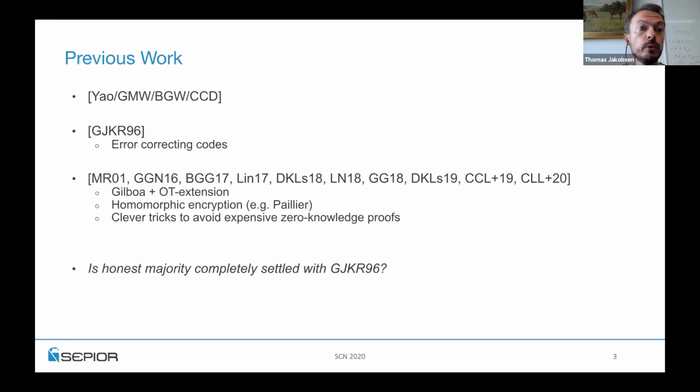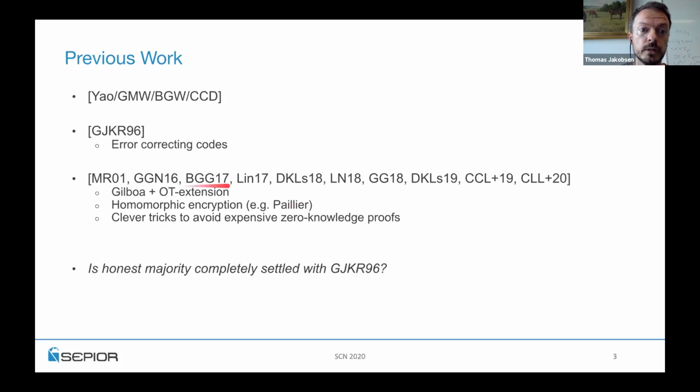If we look at previous work, it's obvious that this can be done by general MPC from the 80s. Also in 96, Gennaro and others came up with a solution for honest majority based on error correcting codes. And then in 2001, there was a two-party solution. From 2016 onwards, there's been an explosion of threshold ECDSA solutions, obviously because of the application in cryptocurrencies. There's been a lot of recent interest.